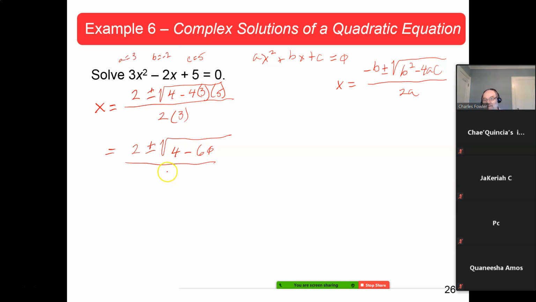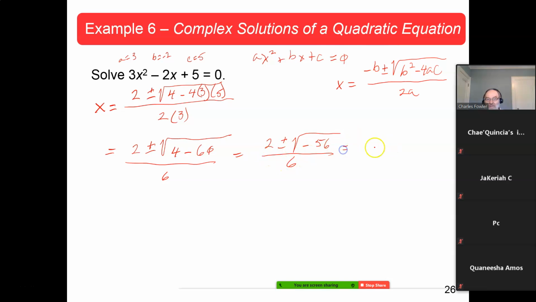I can tell you now that's divided by 6. Okay? So what is this? Now you can split this out now, or you can wait a little later. It doesn't matter when. That's going to be 2 plus or minus the square root of 4 minus 60 would be a negative 56. All divided by 6.